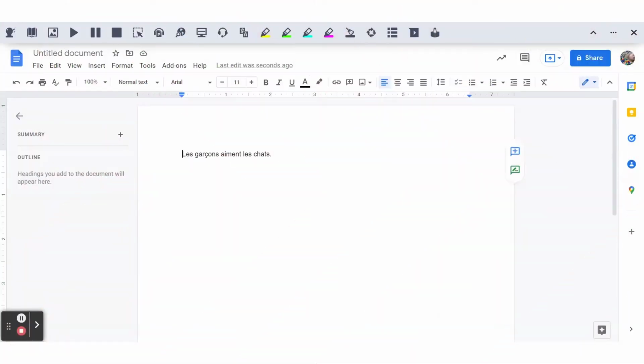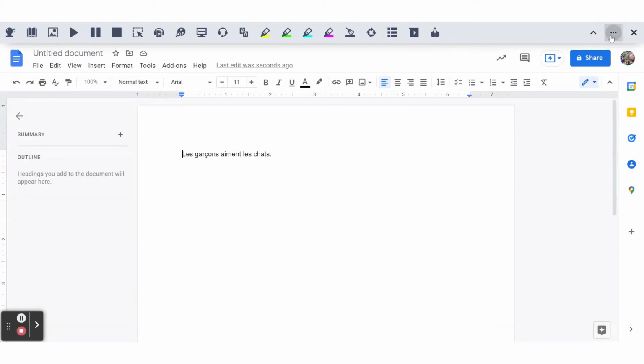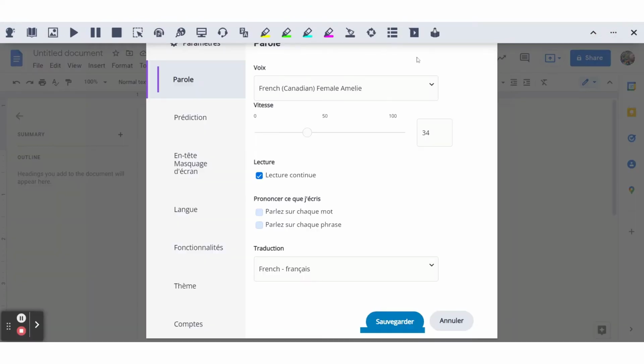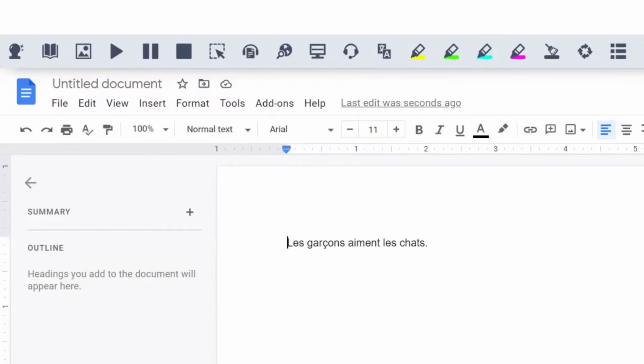Many of our FSL students lack adults who can speak or read French at home. The use of the play function, both at home and at school, allows them to hear more authentic French voices. They can even use the play function to orally review texts they have created themselves, helping them to develop their accents and vocabulary. Les garçons aiment les chats.